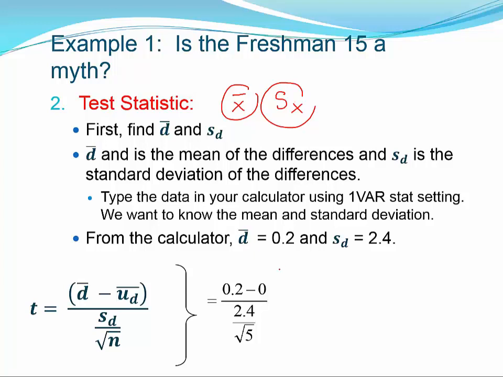Now if you want to type this in the calculator in one step, you just ignore this part here and you would type 0.2 divided by parentheses, and then you type 2.4 divided by square root of 5, and you have to double close the parentheses and press equals. Always round this to 3 decimal places because it's a t test statistic. So for this, t is 0.186.